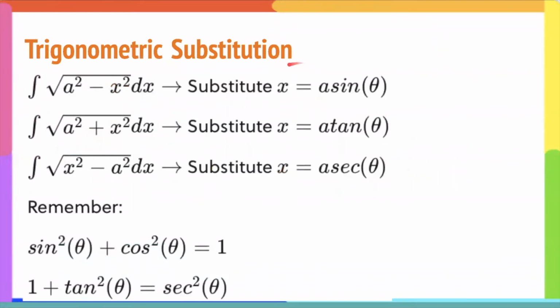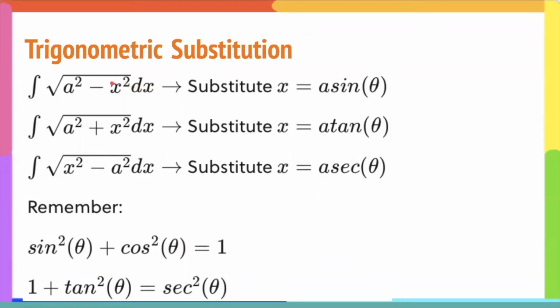When you use trigonometric substitution, that's when you see the integral of something that contains one of the following: the square root of a squared minus x squared, the square root of a squared plus x squared, or the square root of x squared minus a squared. And keep in mind that a is just a constant. For example, it could be 3, it could be 4, it could be just a number.